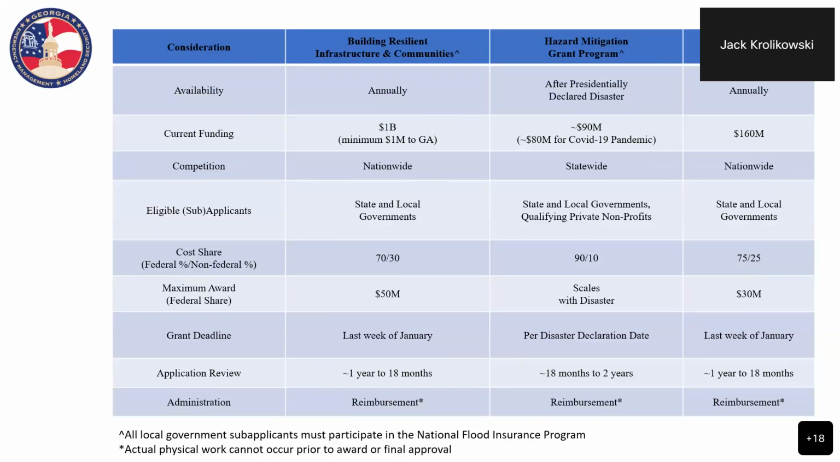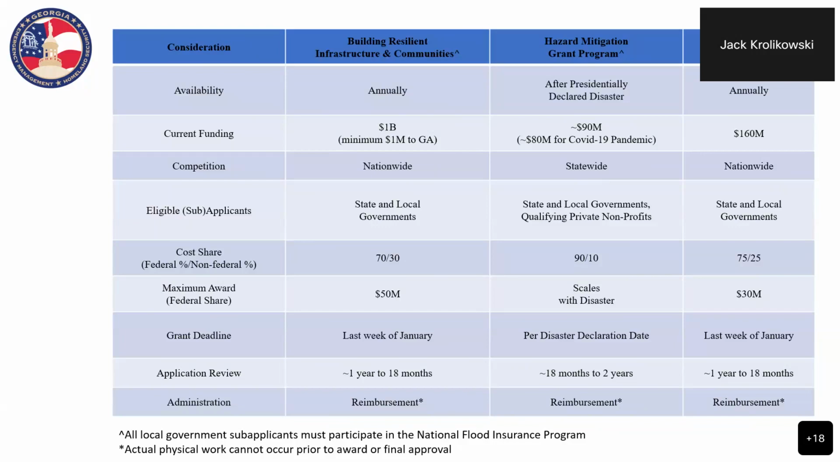The top line numbers are probably less relevant for any given local government than the maximum award line: 50 million, 30 million. That's what an individual award to a given sub-applicant could be. Needless to say, a given local government wouldn't be eligible for $1 billion under that Building Resilient Infrastructure and Communities program. As you can see, the next line is that competition. You can see Flood Mitigation Assistance and that Building Resilient Infrastructure and Communities grant. That competition is nationwide.